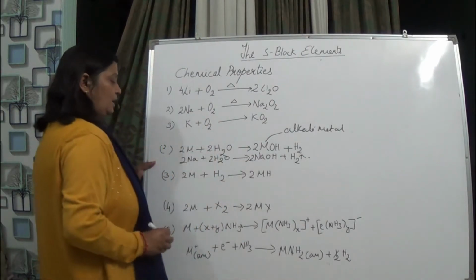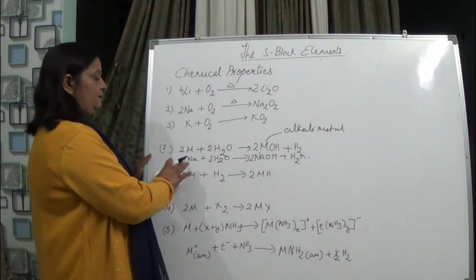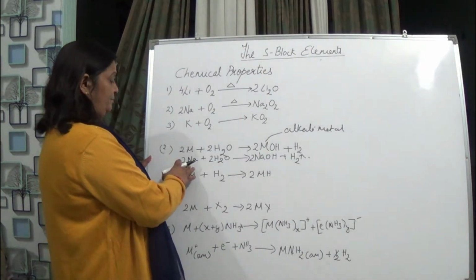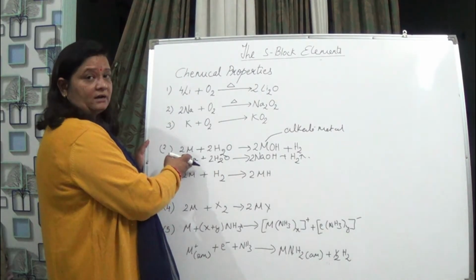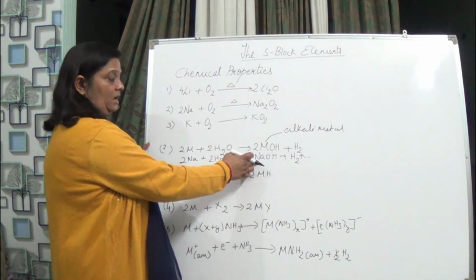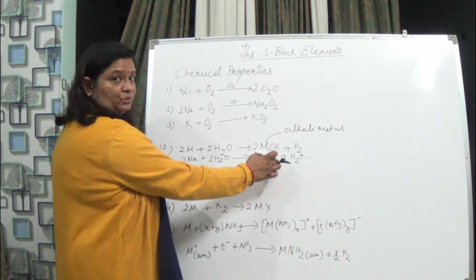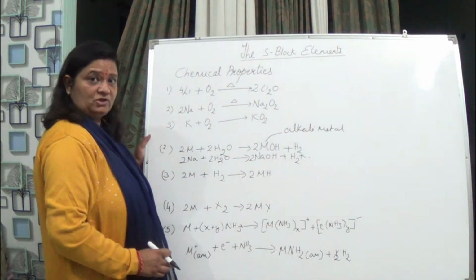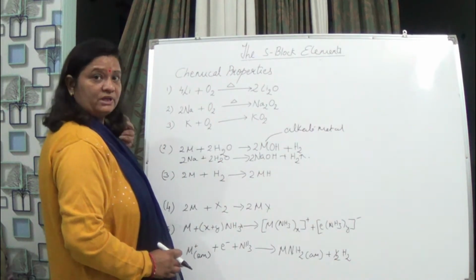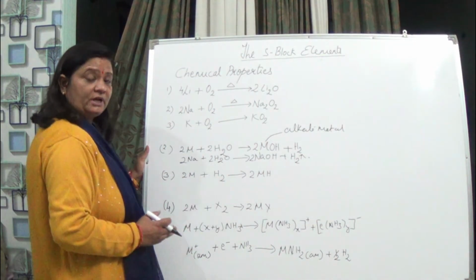Balanced. Now here you can see that these alkali metals are also reducing in nature. How? Because they are converting into positive ions, forming NaOH, and H2 is given out. So here they are acting as a reducing agent also. They have reducing nature.